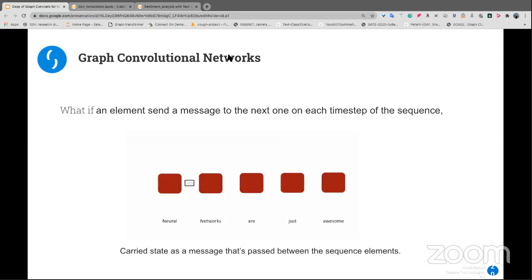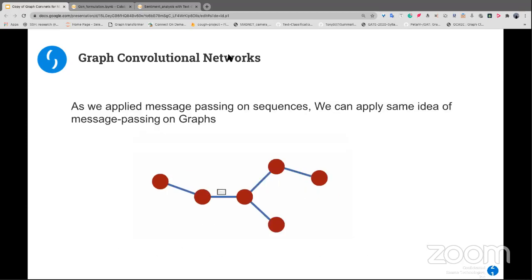However, we could have every element send a message to the next one at each time step of the sequence. This way, the last element will take the same number of time steps to gather information about the entire sequence. Just like we applied the idea of message passing to the sequence, we can also apply it to other kinds of graphs. Here you can see each node is sending information, or a message, to other nodes.